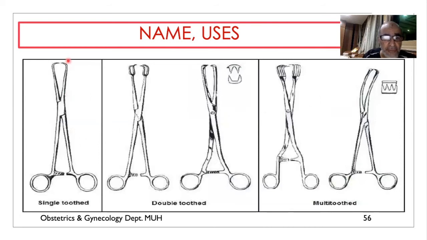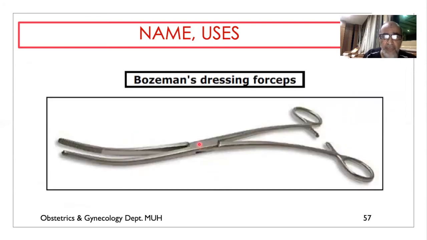This is a single-toothed tenaculum or volsellum for stabilization of the cervix in gynecologic, not surgical, operations. And this is a double-toothed, and this is a multi-toothed cervical tenaculum or volsellum. This is a Bozeman dressing forceps for dressing of the vagina, and we use it for extraction of a missed intrauterine IUD when the threads are cut.